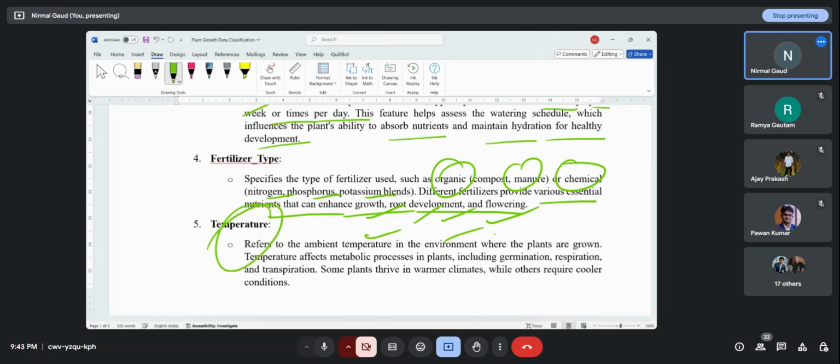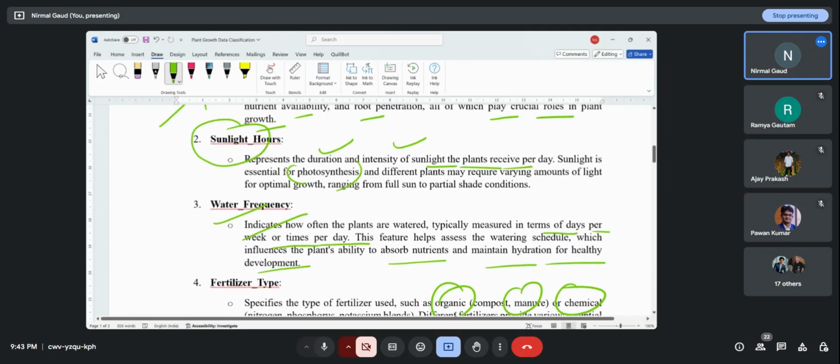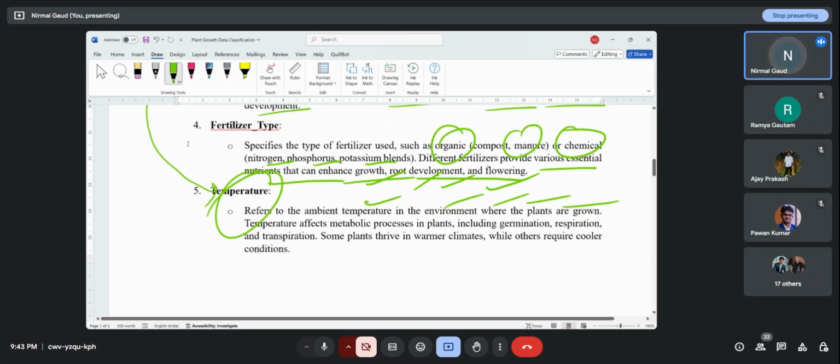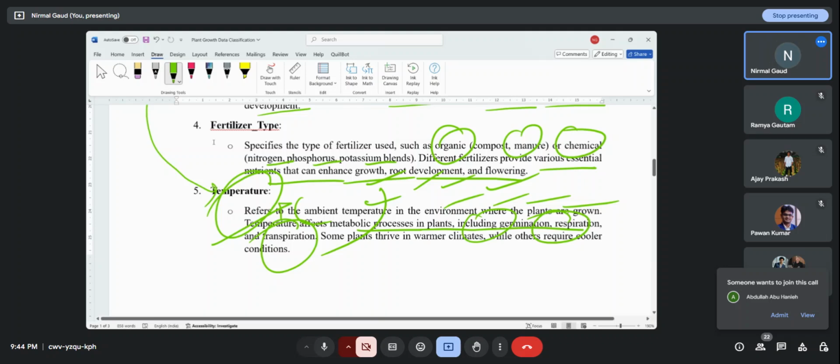Temperature, environmental temperature, what is required. Sunlight hours, and at what particular temperature. Sunlight can be 40 degrees also, it can be less also, but what's the minimum temperature a plant requires to survive and have good growth. That is what is mentioned as ambient temperature, to perform its metabolic processes like germination, respiration, transpiration, all these things. So that is required.